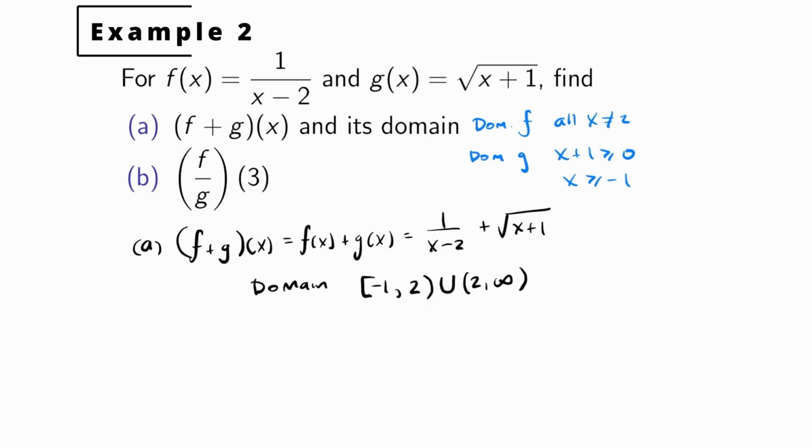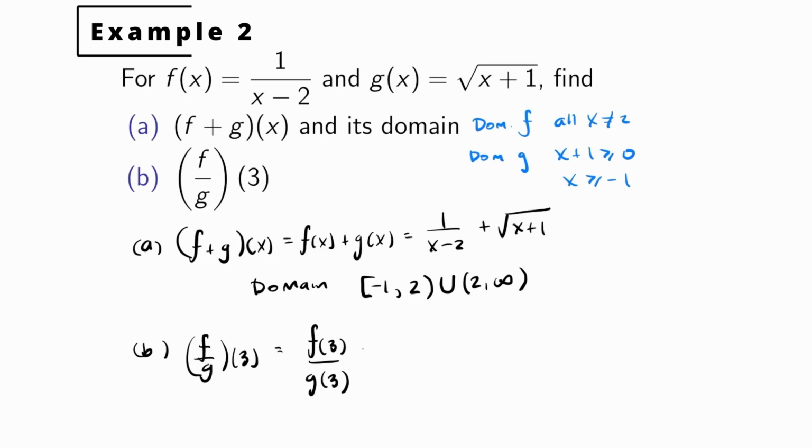Now for b, f over g evaluated at 3 is f of 3 divided by g of 3. And we do have to worry, will g of 3 be equal to 0? But we can see if we plug in 3 into g, it won't be 0.